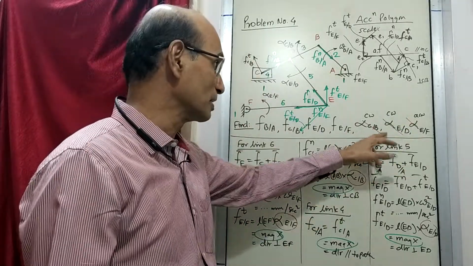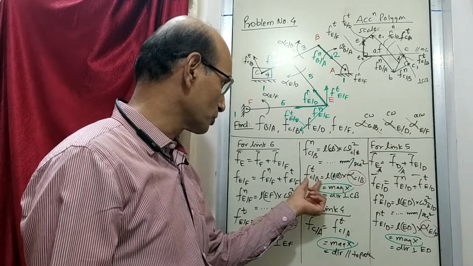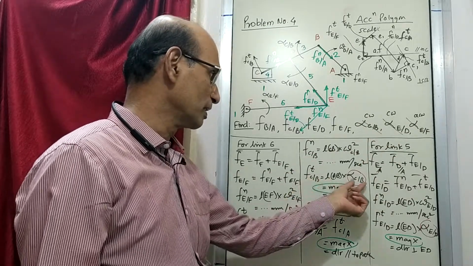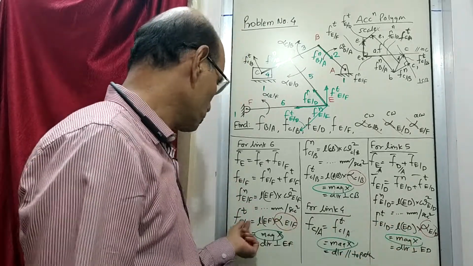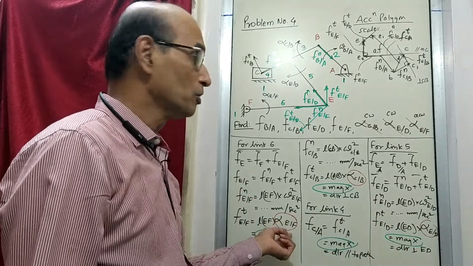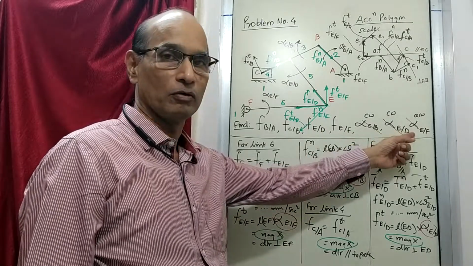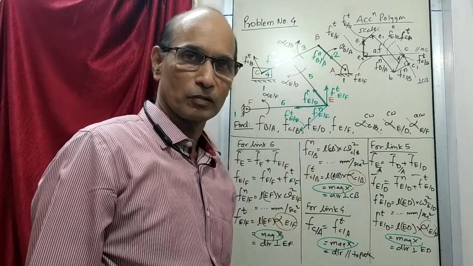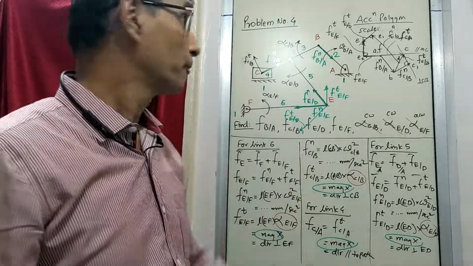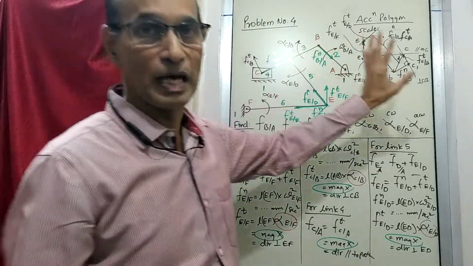Remember, I have not found out the answers of this, which you can do, because once you know Ft, R is there, you can find out alpha. So these values I have left it to you to find out, which you can do. Only the directions are shown here. Okay. So this becomes your problem number 4, acceleration analysis.